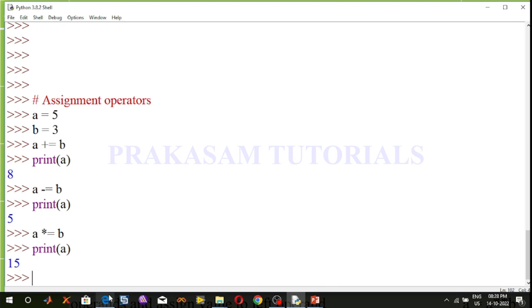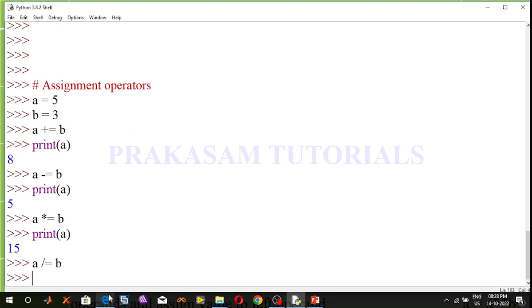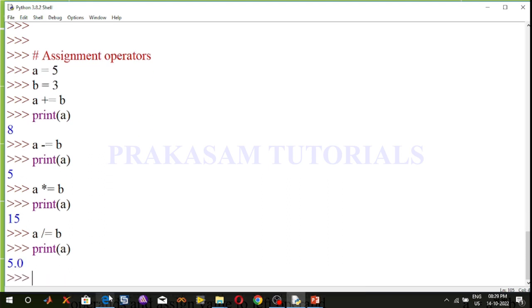And next, float division: a slash equal to b. A slash equal to b means a is equal to a by b. Now the value of a is 15. So 15 by 3, the quotient value is 5. It returns a float value, so print of a gives 5.0.